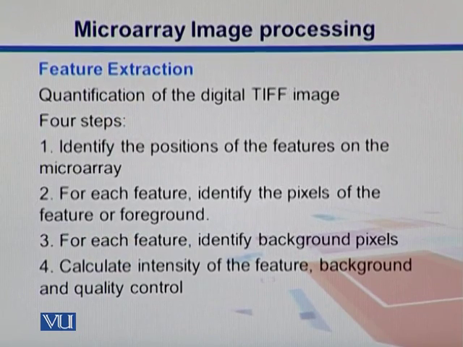So in feature extraction, first we try to extract our features, our spots, our colored spots. That is where we do the quantitation or quantification of digital images. There are 4 steps involved in that. We identify the positions of the features on the microarray, and for each feature we identify the pixels of the feature or foreground. So feature is foreground, and then we have the background, which may be some signal coming from the glass. And then we identify the background pixels, and then we calculate the intensity of the feature as well as background, and we do some quality control.